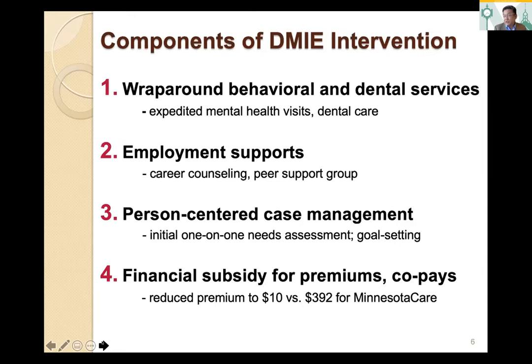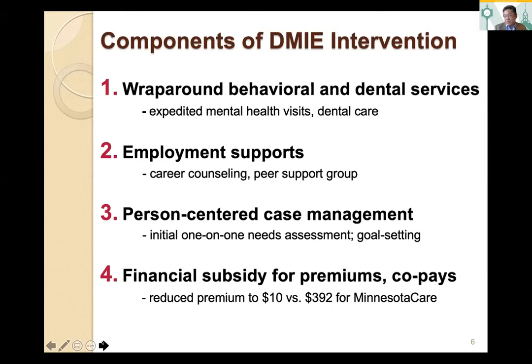So I wanted to briefly describe the components of the DMIE early intervention. And it's interesting. It covers several different important elements. The first is a set of wraparound behavioral and dental health services. And in particular, the introduction of expedited mental health visits so that participants could go to specific resources, behavioral health specialists who would otherwise not be available with other types of public insurance.